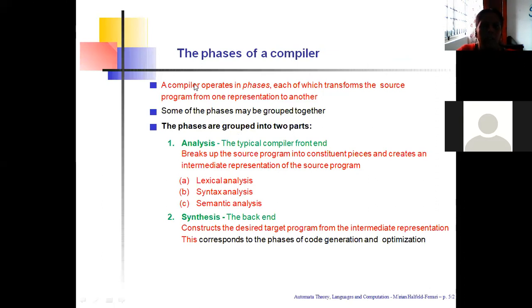Then we will see the phases of a compiler one by one. Compiler which will operate, that is the conversion, is not done in a single step, it is done in different phases. In each and every phase, one transformation will be done. The source language will be converted into another representation in each and every phase.